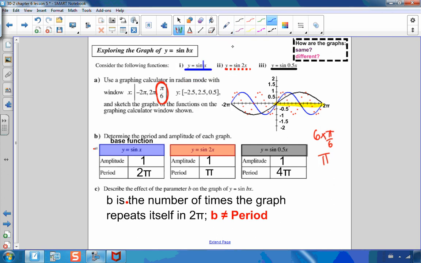If we trace through the blue graph, you can see one hill, one valley. I go through one cycle, and I had a b value of 1. So that looks good. B value of 1, one cycle. Let's look here. I have a b value of 2. So by the time I go from 0 to 2 pi, I have 2 cycles. Yes, that also works. Let's look at this one here, which has a b value of 0.5. Between 0 and 2 pi, you can see I have half a cycle, and that also looks right. So b is the number of times the graph repeats in 2 pi, not the period itself though.